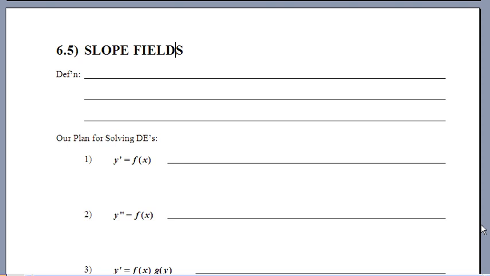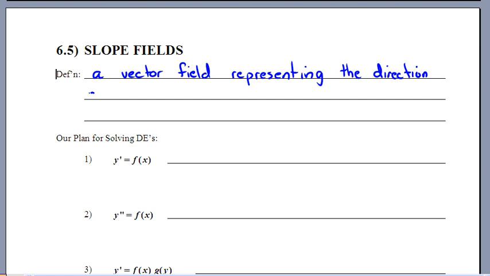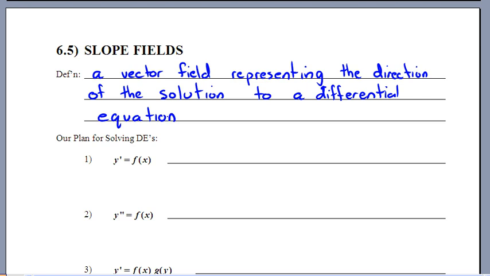First of all, the definition of what a slope field actually is. It's actually something called a vector field. And you've never seen one of those before, so wait till you see it to see how the whole deal works. But it is a vector field representing the direction of the solution to a differential equation. And here's the part that's a little bit weird, and it's not going to make a lot of sense until we try this out, but I'm going to say in here, at all points. Okay, so far, my guess is that's pretty meaningless to you, and that's okay. We'll get this all dialed in in a second.